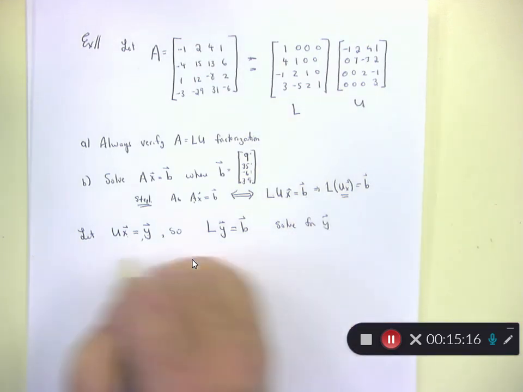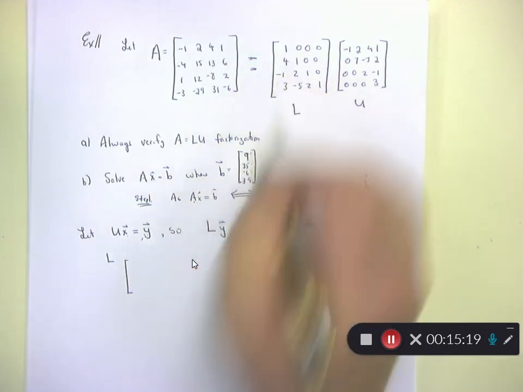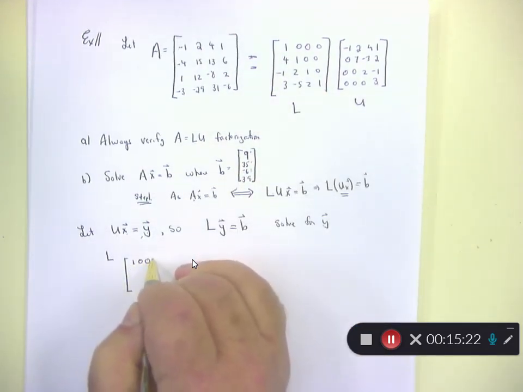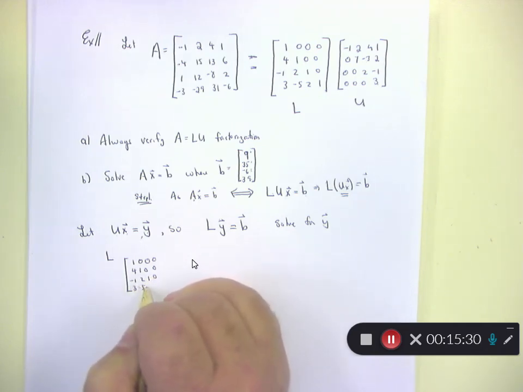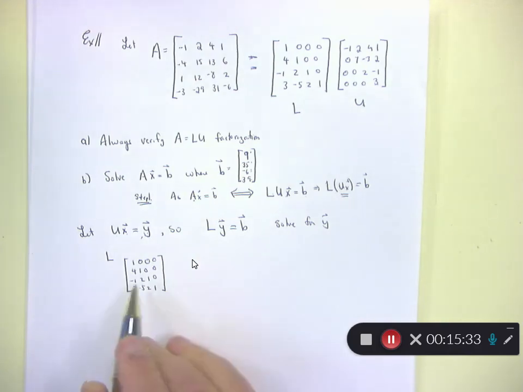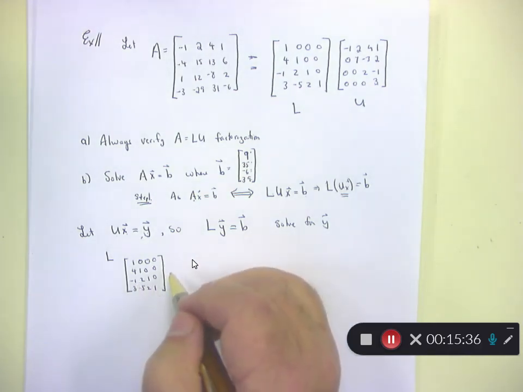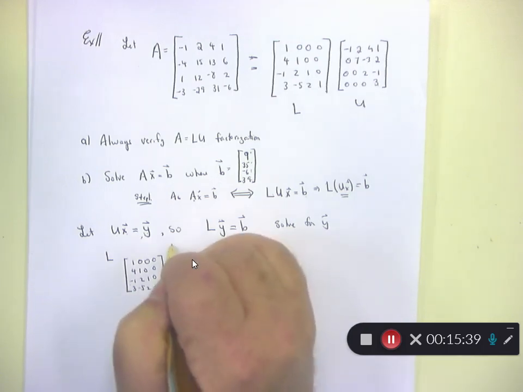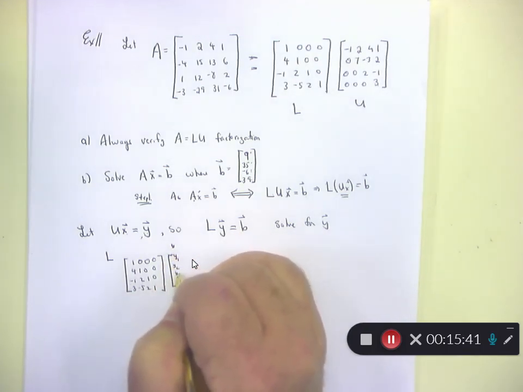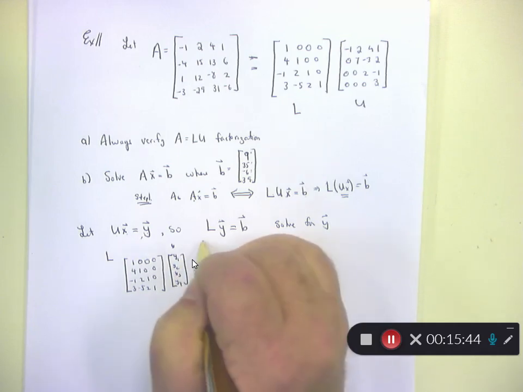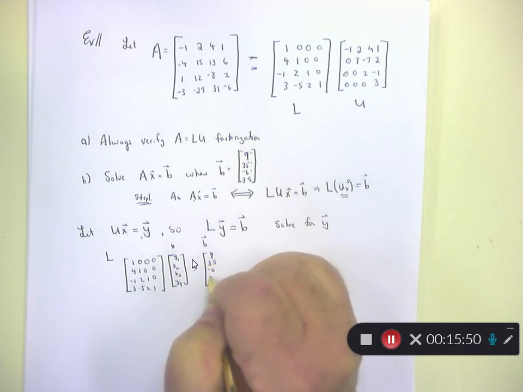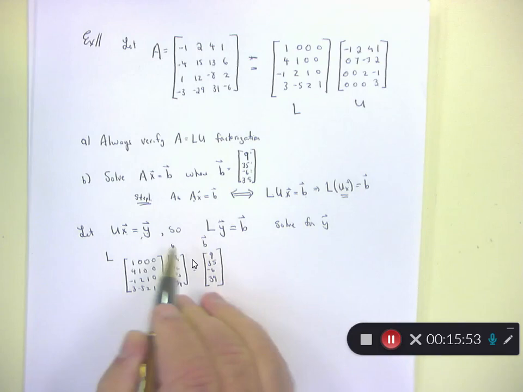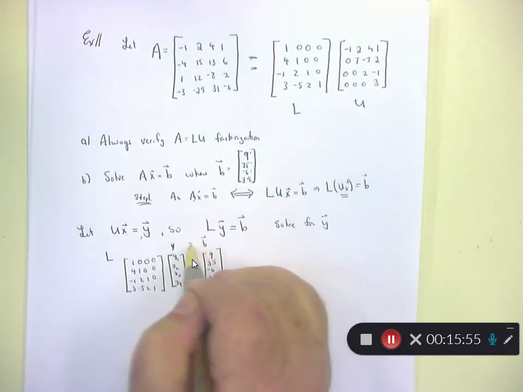All right, what was L? L was up here: 1, 0, 0, 0, 4, 1, 0, 0, negative 1, 2, 1, 0, 3, negative 5, 2, 1. There's your L times Y. The Y vector is going to be y1, y2, y3, y4, equal to the B vector, which they gave to me as 9, 35, negative 6, 39. So here's my L times Y equal to B.